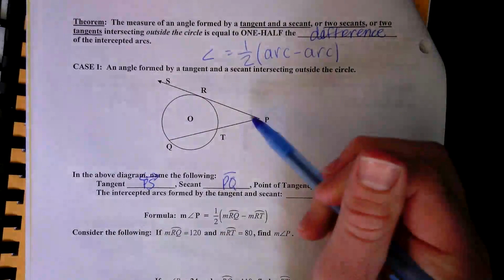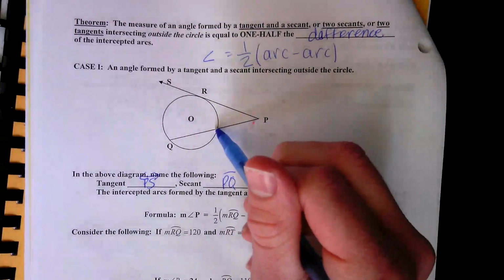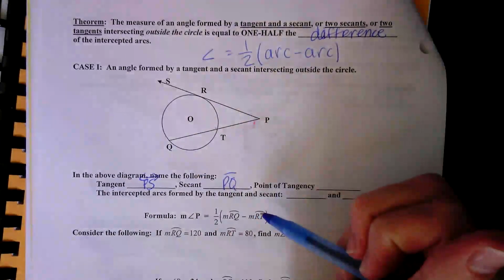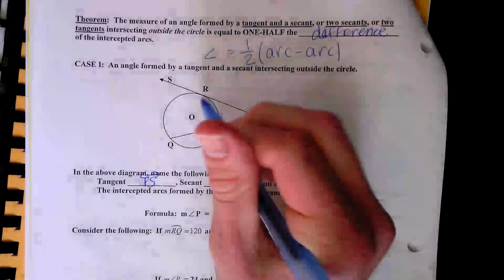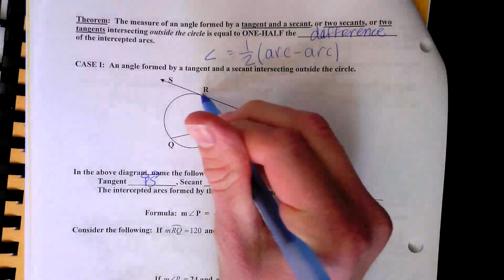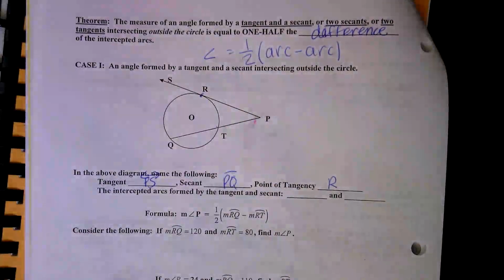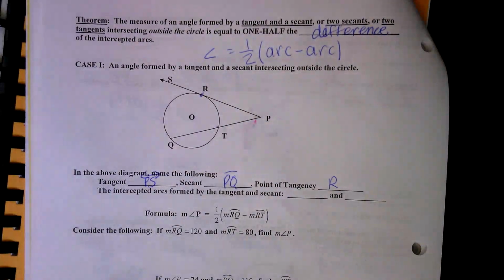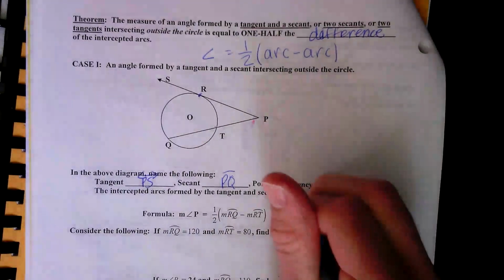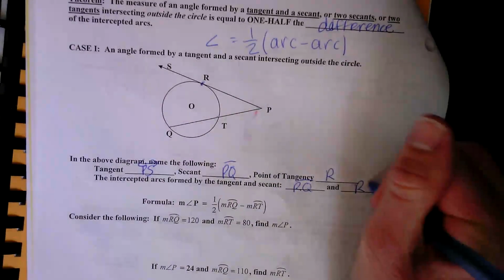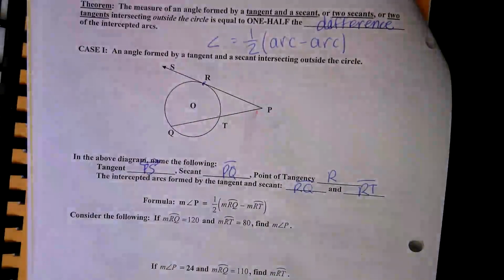Remember, a secant intersects the circle twice, so here and here. And the point of tangency is R, so it's where the tangent line intersects the circle or touches the circle. Okay. Now the intercepted arcs formed by the tangent and secant. So there's two of them. One of them is RQ, and the other one is RT.